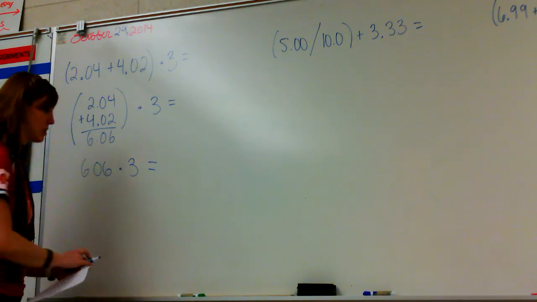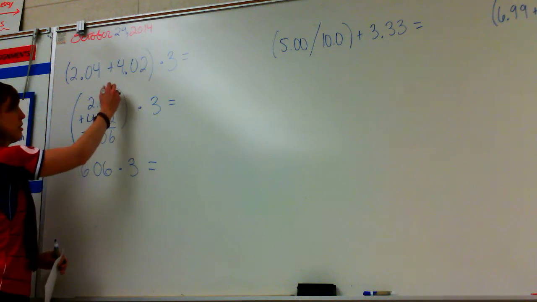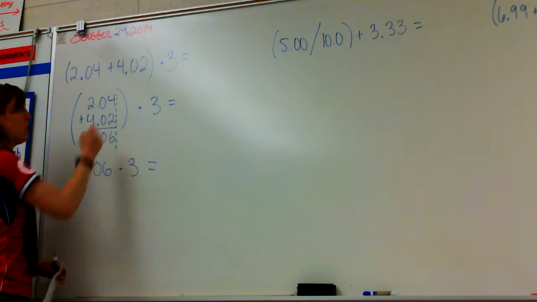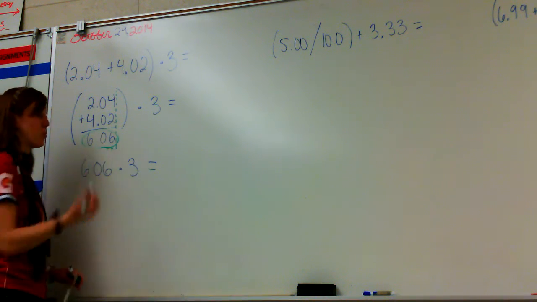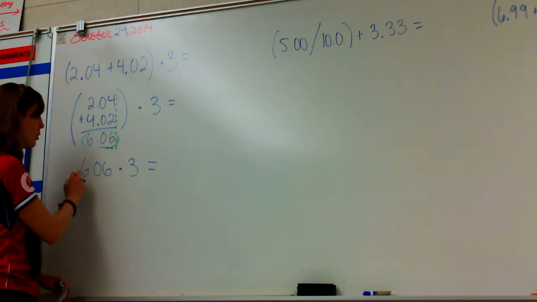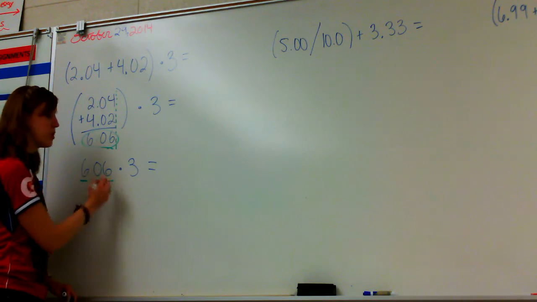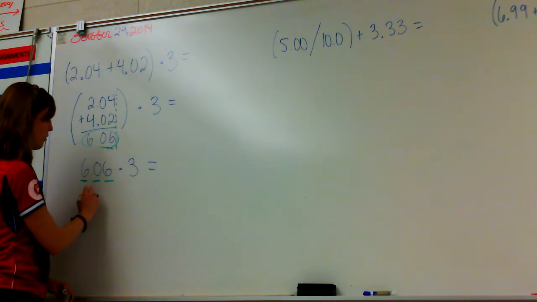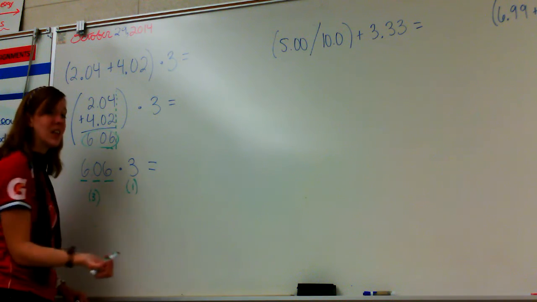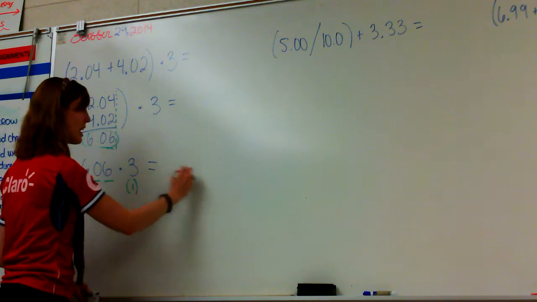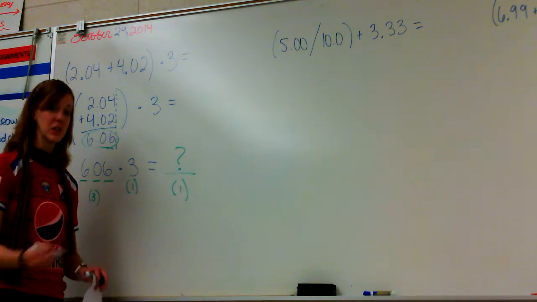Now I'm lucky that this is kind of easy because right here, they both go all the way to the hundredths place. And so 6.06 would be my final answer. So I'll leave 6.06 here. And it has 1, 2, 3 significant digits. And 3, well gosh, that only has 1, which means my answer right here can only have 1 significant digit.